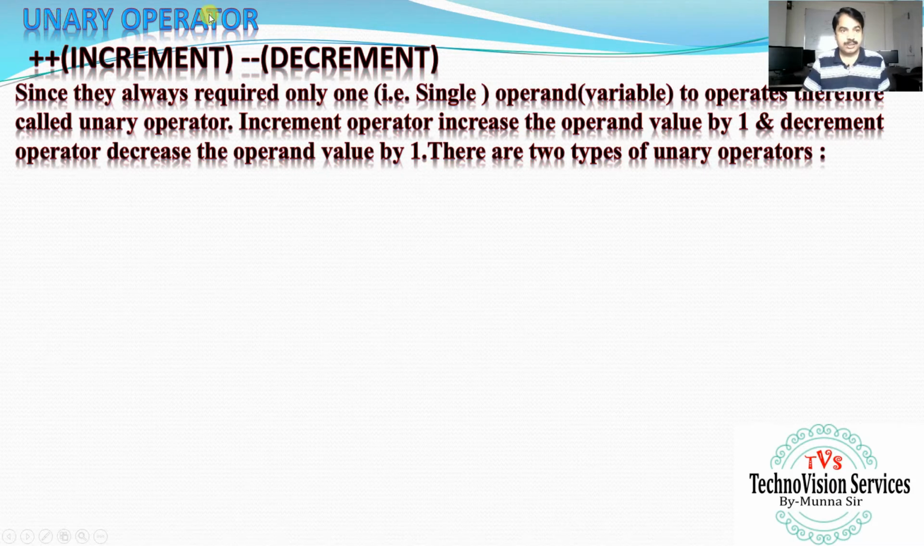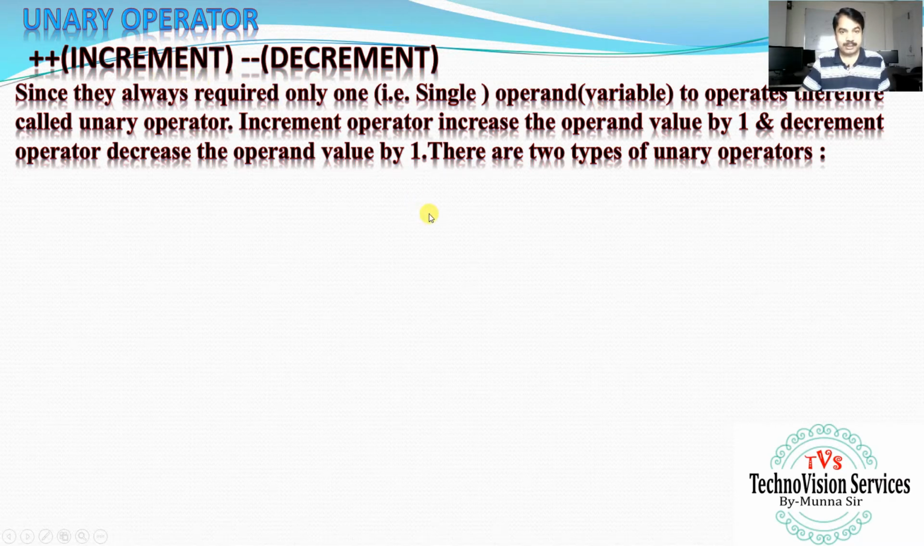They always require only one operand or variable to operate on, therefore they are called unary operators. Plus plus is known as the increment operator and minus minus is known as the decrement operator. The increment operator increases the operand value by 1 and the decrement operator decreases the operand value by 1. There are two types of unary operator, pre and post.